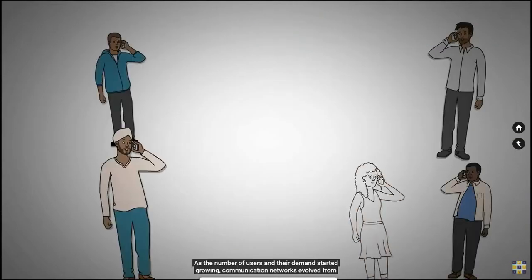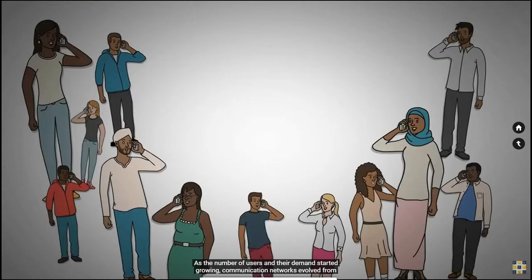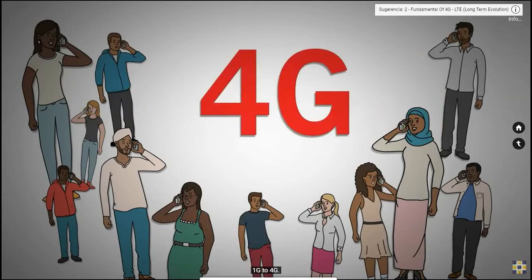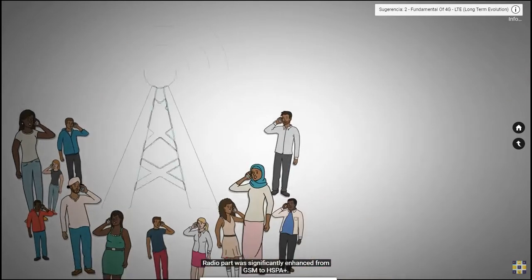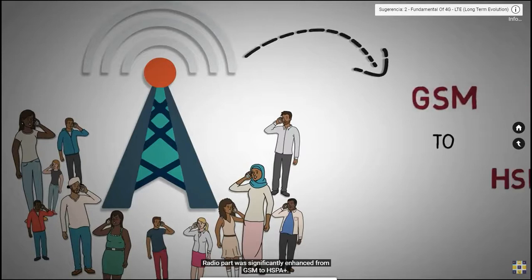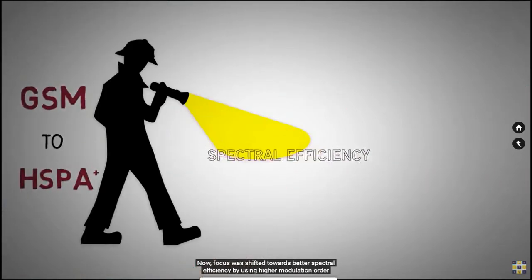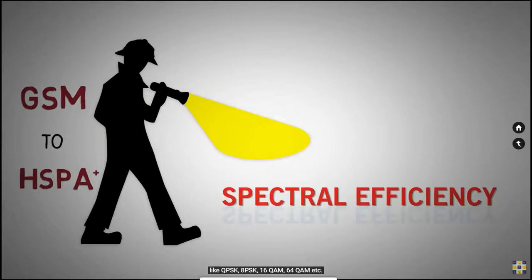As the number of users and their demand started growing, communication networks evolved from 1G to 4G. Radio access was significantly enhanced from GSM to HSPA+. Now, focus was shifted towards better spectral efficiency by using higher modulation orders like QPSK, 8PSK, 16QAM, 64QAM, etc.